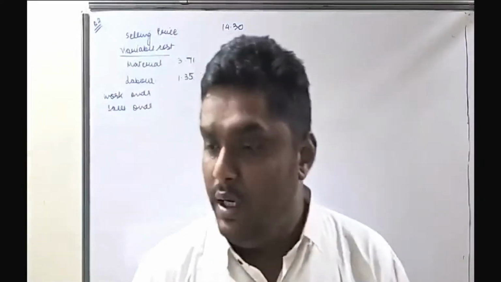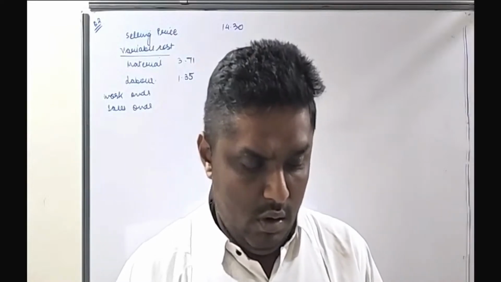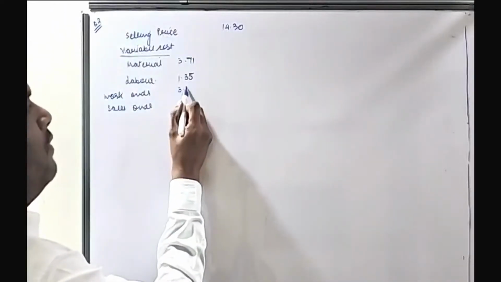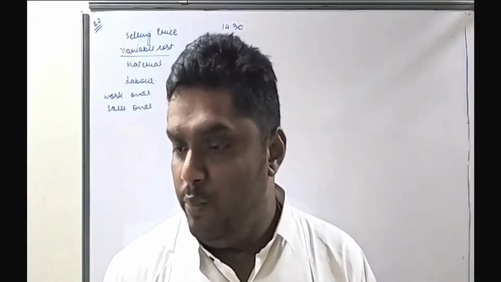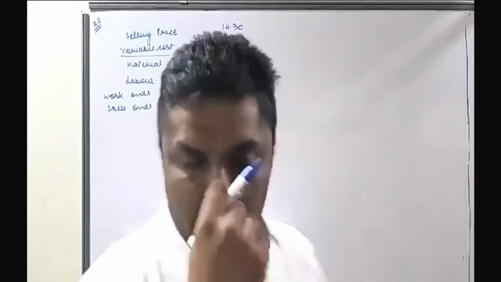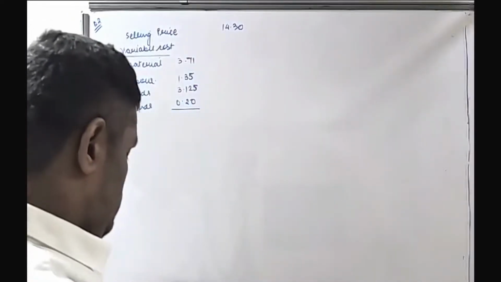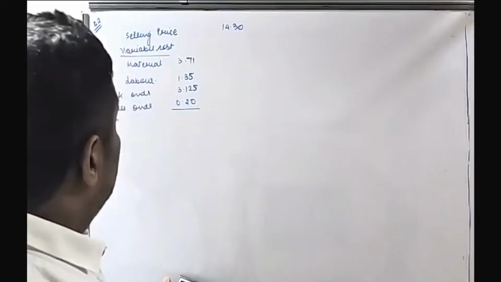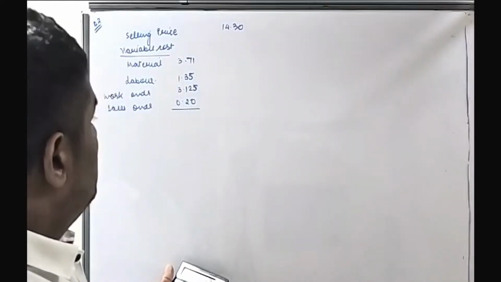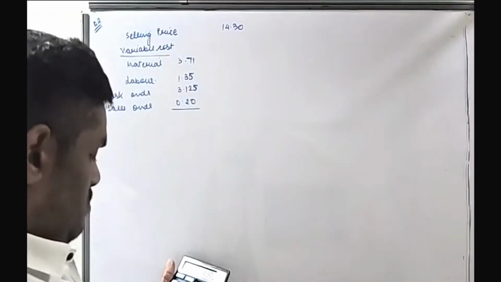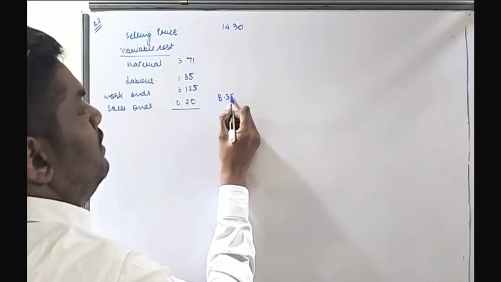No change in variable overhead per unit. So 6.25 divided by 2, so it is 3.125. And further 0.8 into 25%, so this will be 0.20. So this will be 8.385.